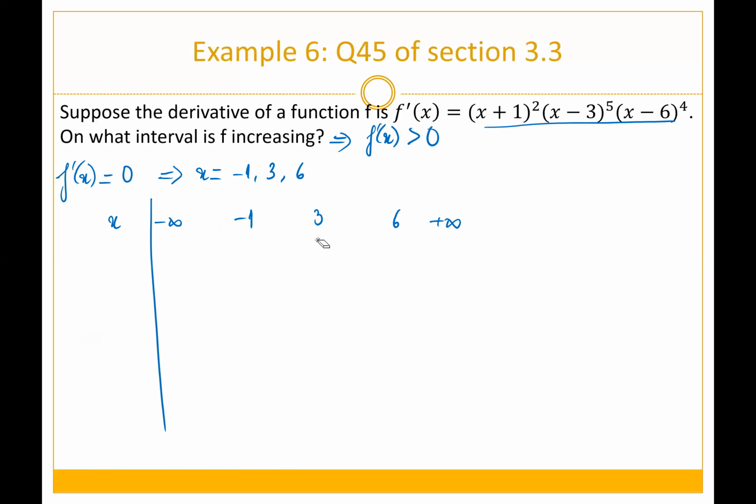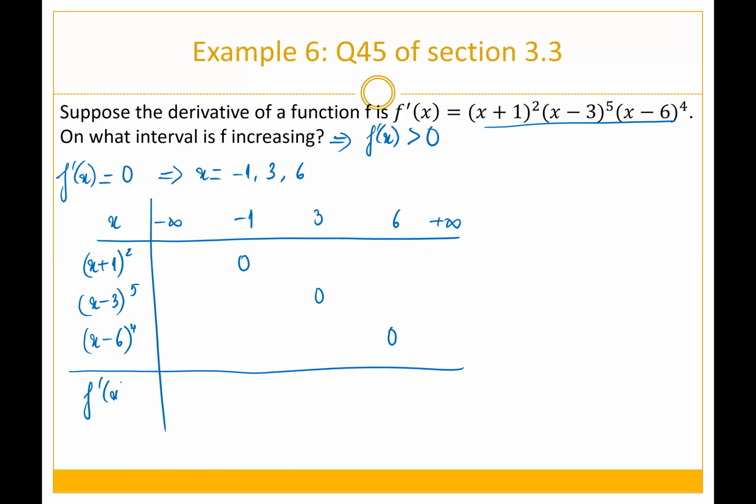Now you're going to have x plus 1 squared, x minus 3 to the 5th, x minus 6 to the 4th. So these are going to be 0 here, and the whole f prime of x is going to be 0 at these points. Now let's look at our intervals. So x plus 1 squared is always positive regardless of where you're going, and the minimum value is just 0, which is at -1 that we already found.